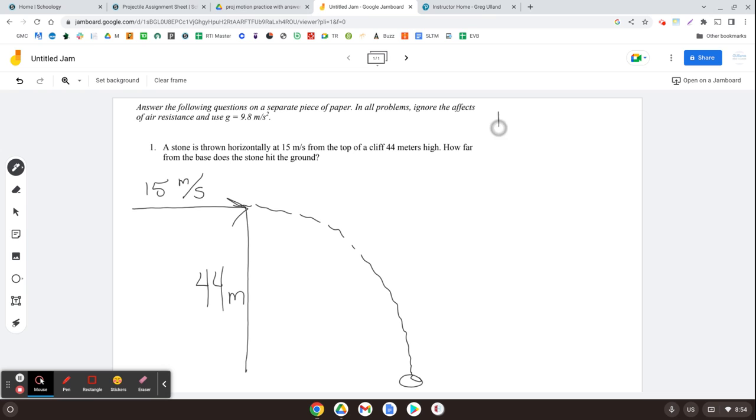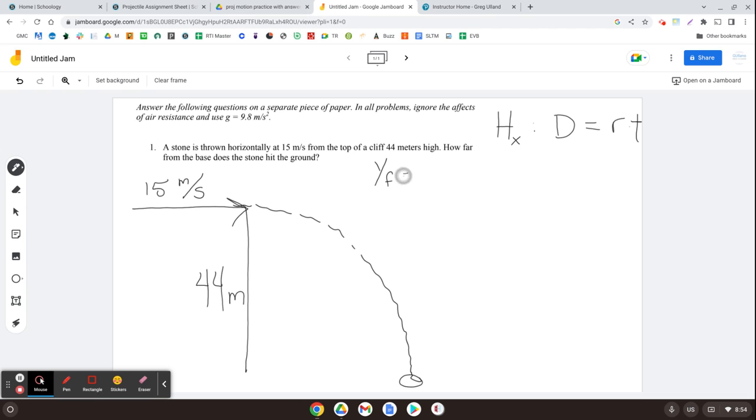Because in the horizontal, which is like the x, the distance is just equal to rate times time. There is no gravity in the horizontal direction, so there's nothing slowing this thing down or speeding it up. It's always going to be going 15 meters per second in the horizontal. But what about how long it's going to take to hit the ground? Well, we have to look at our y for that.